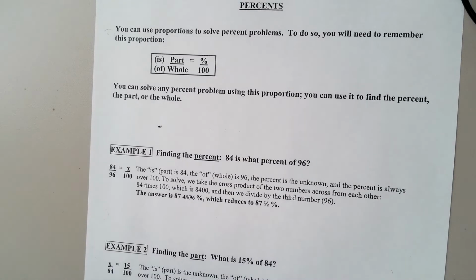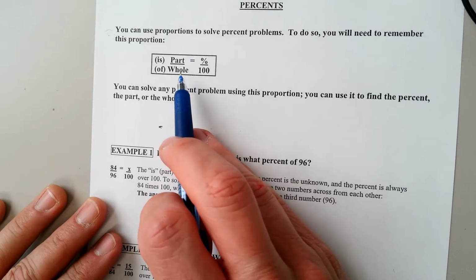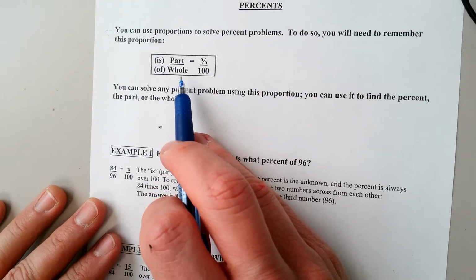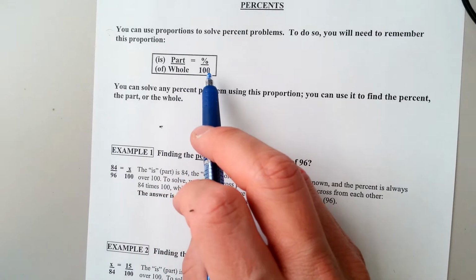Okay, guys, we're going to look at how to find percents, parts, or wholes in these word problems using this equation right here. So we're using proportions to solve these different types of percent problems. And it's simply the part over the whole is equal to the percent over 100.